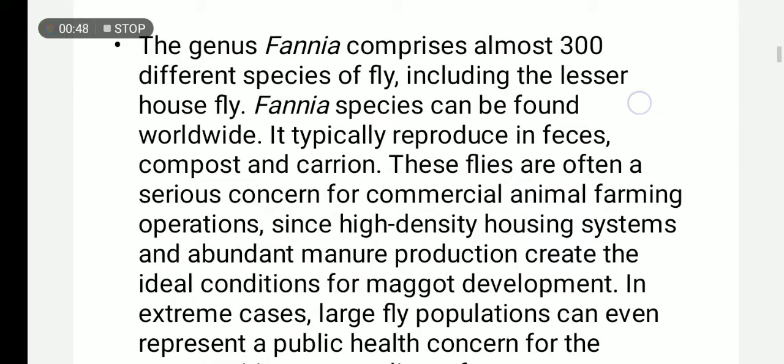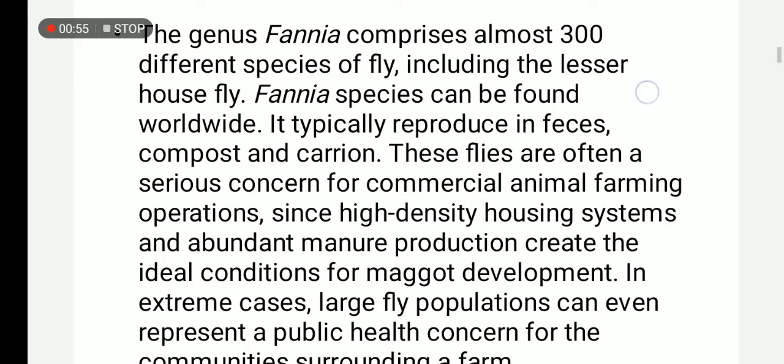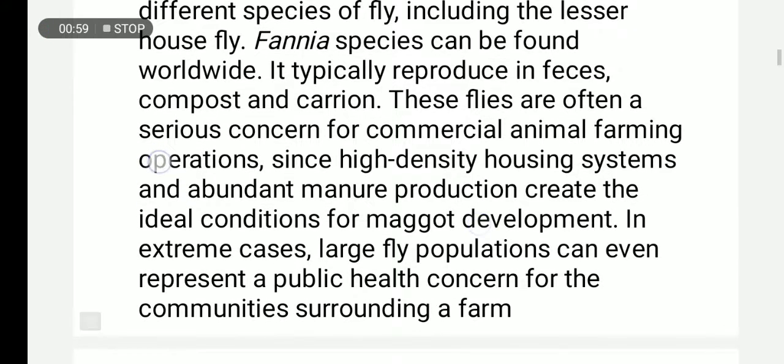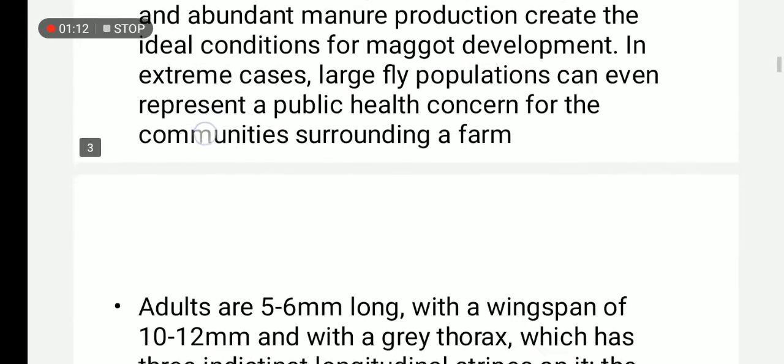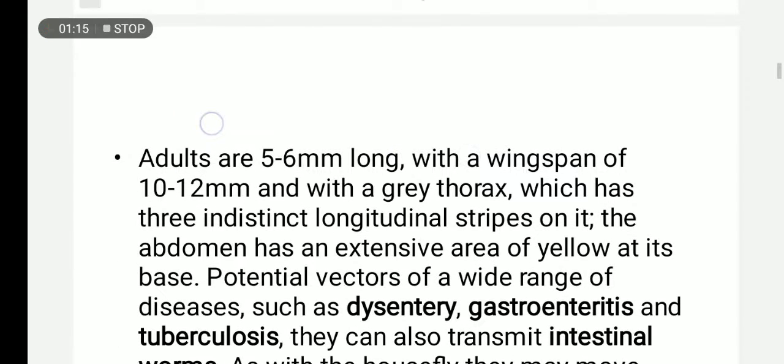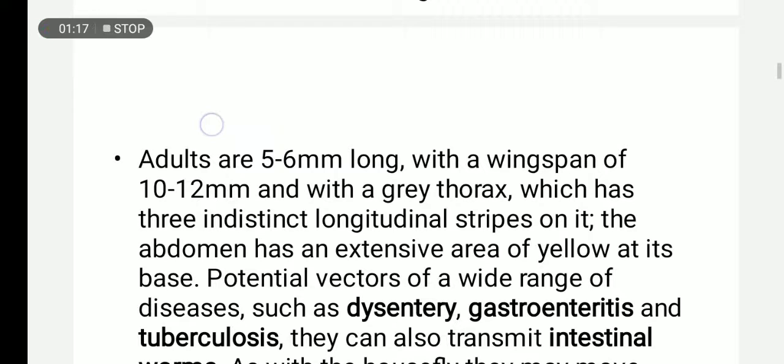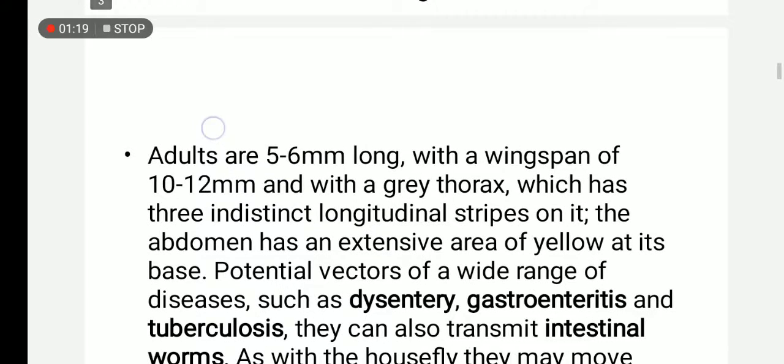These flies are often a very serious concern for commercial animal farming operations, since high density housing and abundant manure production create ideal conditions for maggot development. Maggots are the larvae. In extreme cases, large fly populations cause even public health concern for the communities surrounding the farm.